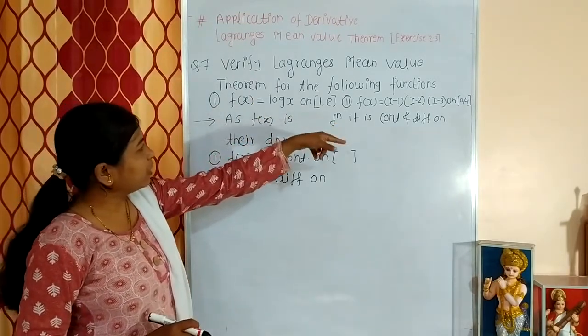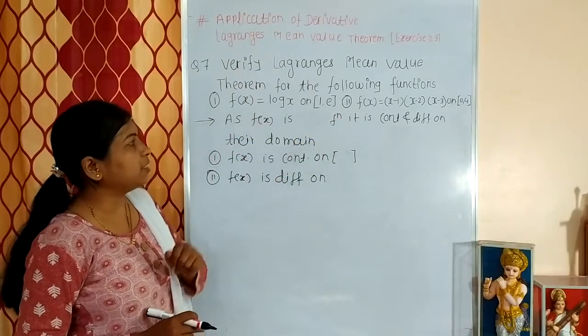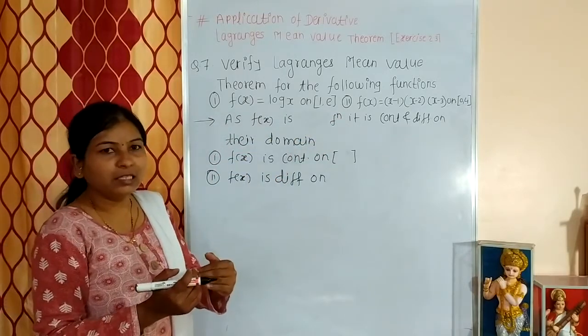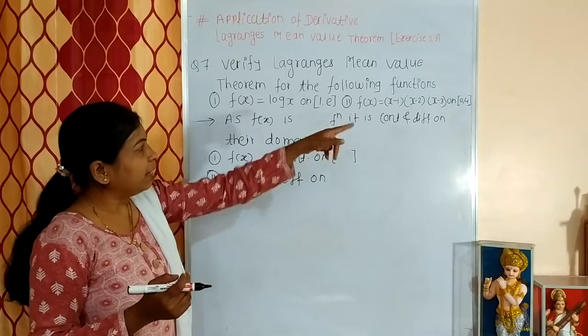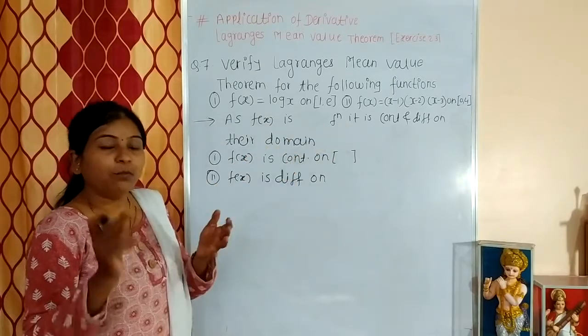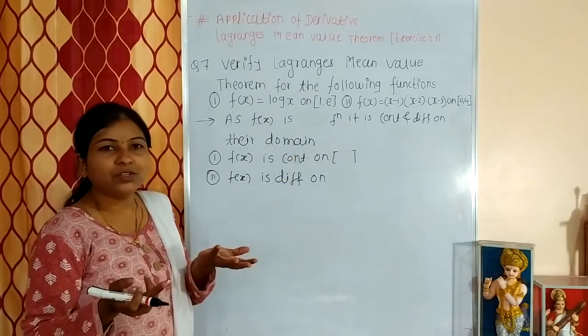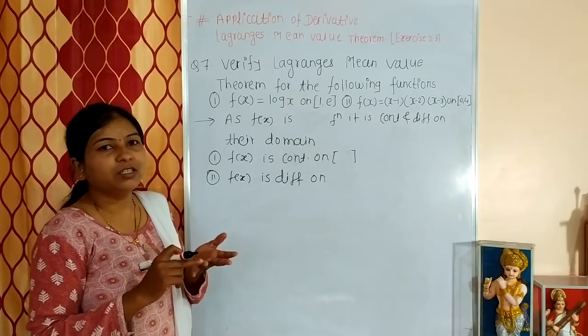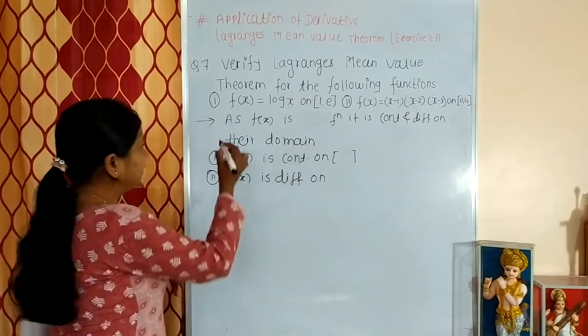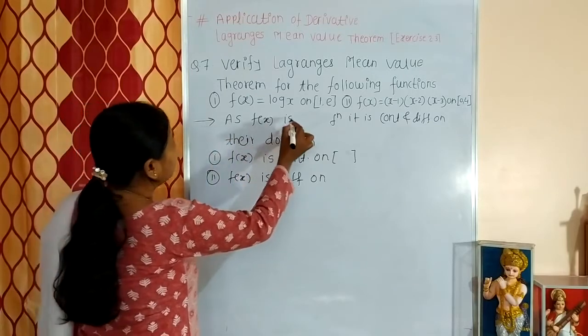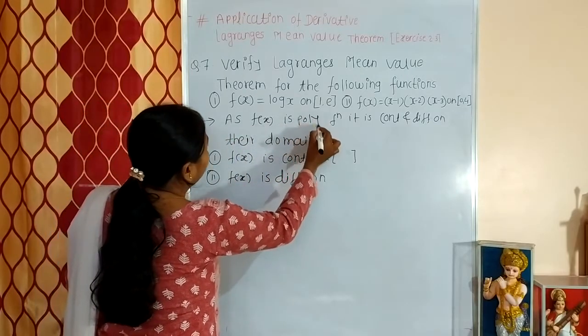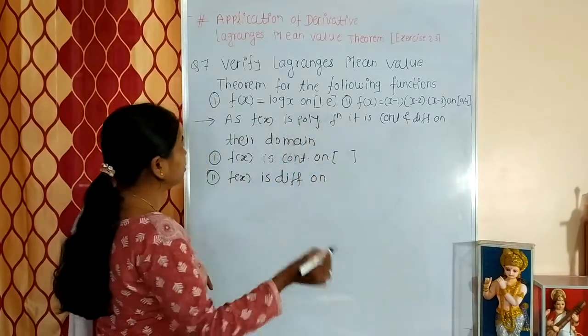f of x is equal to x minus 1 into x minus 2 into x minus 3. That is, if we take product of all these three terms, we get a polynomial function. Okay, and interval is given 0 to 4. मतलब polynomial है, and we know that polynomial function is always continuous and differentiable on their domain. तो directly लिखते हैं यहाँ पे as f of x is polynomial function, then it is continuous, differentiable on their domain.